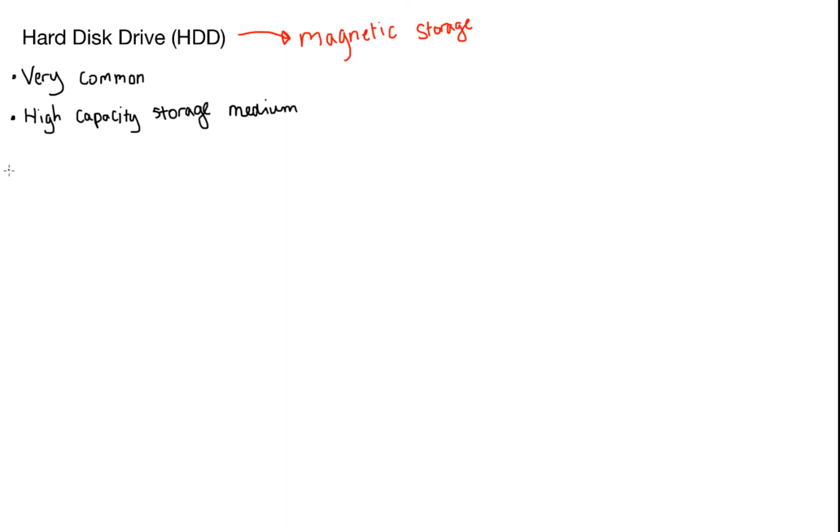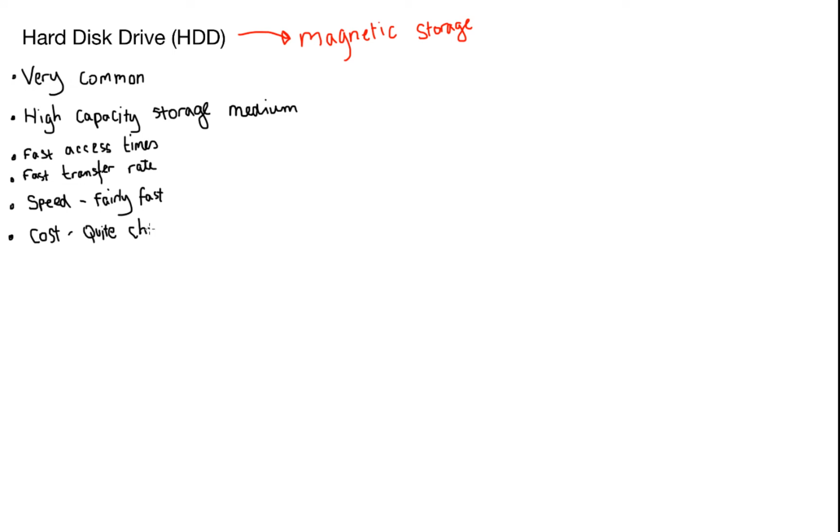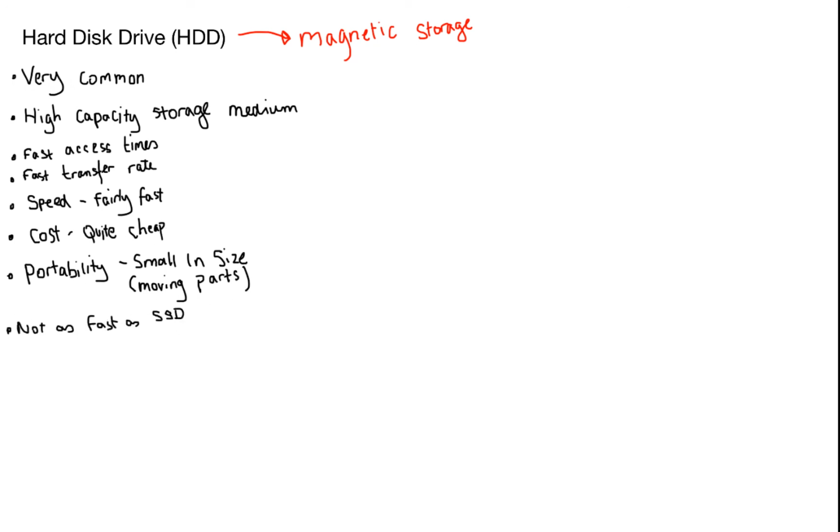It's a very high capacity storage medium, meaning we can store lots of gigabytes or even terabytes on some hard drives. And to be fair to hard drives, it's got a fairly fast access time and it's got a fairly fast transfer rate. The speed is pretty quick, the cost is quite cheap, and the portability is quite small, but it has moving parts which could cause a problem. Now, hard disk drives are not as fast as SSD, which we'll see later.